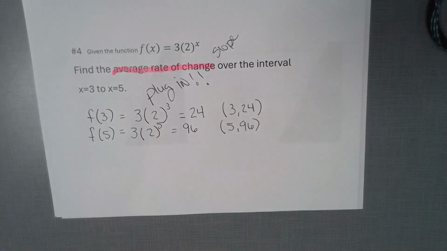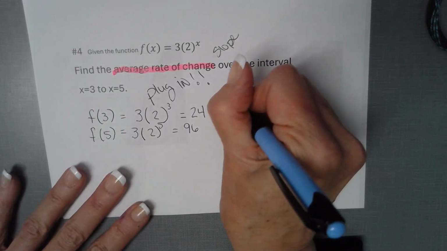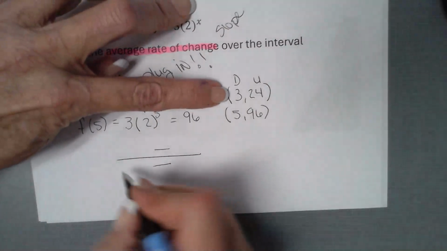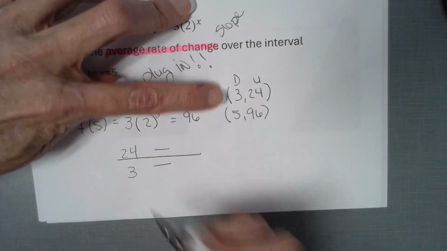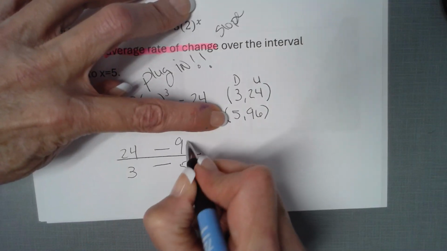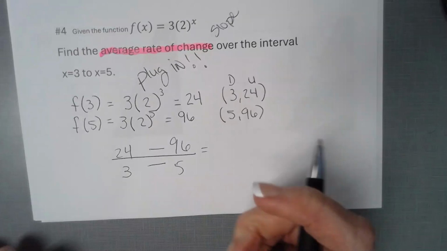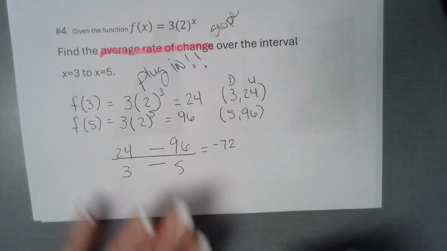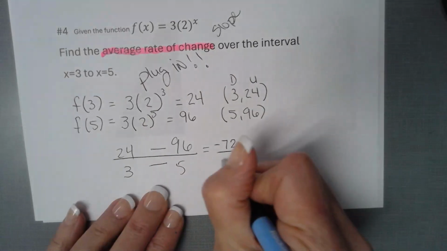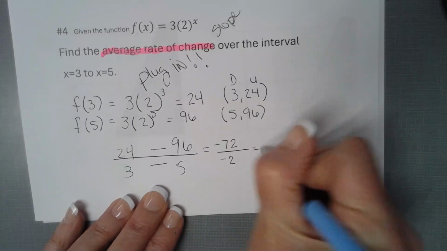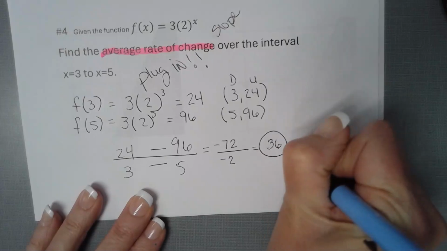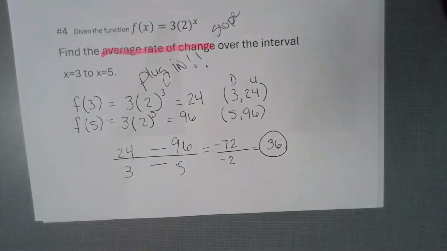And now that we have ordered pairs, we can do this. So I'm going to do the BBBS for slope. Down, up, and now we just simplify. Let's see, 6 minus 4 would be 2. I think that's negative 72. This would be negative 2, and that would be 36, I believe. A positive 36 is the average rate of change.